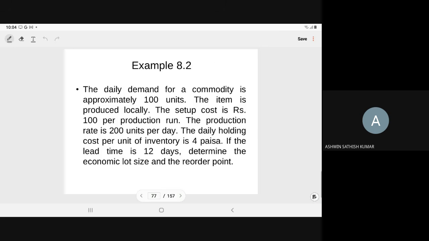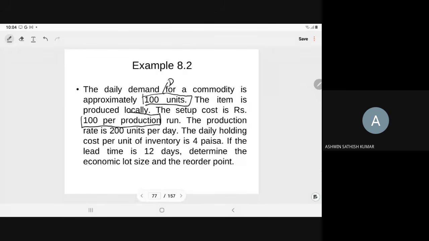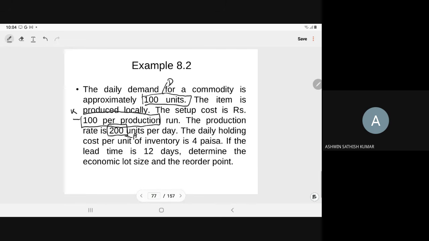So here let us have an example over this. The daily demand for a commodity is approximately 100 units. So this daily demand is given to you as D. The item is produced locally. The setup cost is rupees 100 per production, independent of the quantity. That is the setup cost, equal to K. The production rate is 200 units per day. It is given to you as A. So here you can observe we have constant demand and constant delivery rate with A greater than D. That is the required thing.